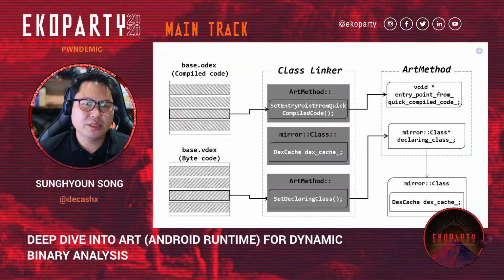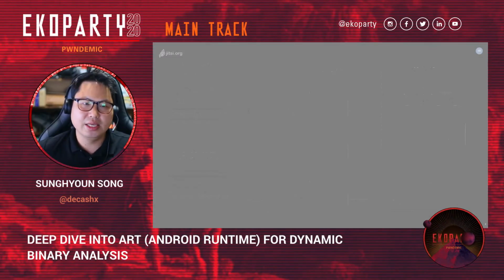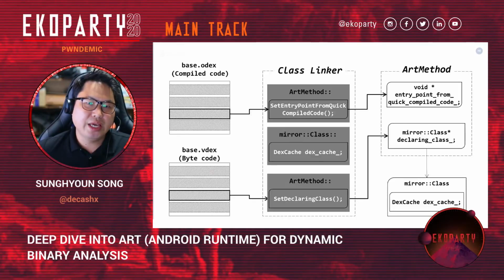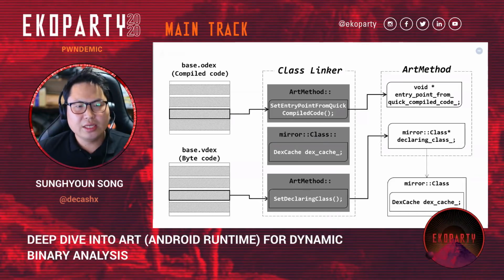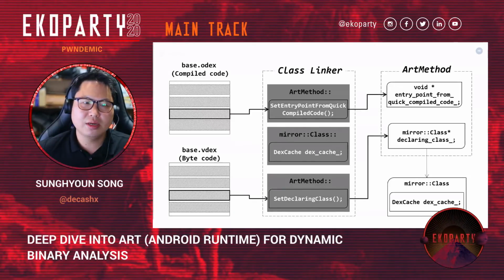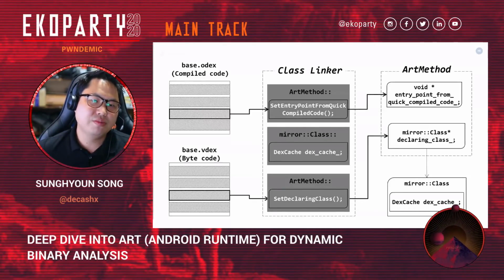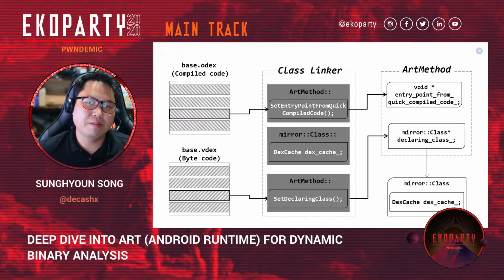If so, let's take a look at how bytecode and AOT code are loaded into memory by ART. Each code is linked to an ART method object through the class linker. The ART method object is an instantiated object in the form of a C++ class to execute each method within the Java class on ART. The base ODEX file contains the OAT code and the base VDEX file contains the bytecode. When the app is executed, each file is loaded into memory by the runtime.